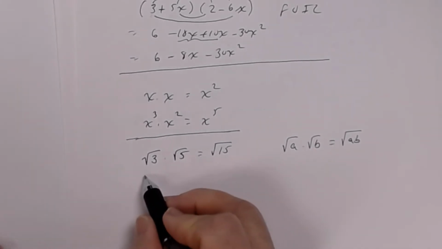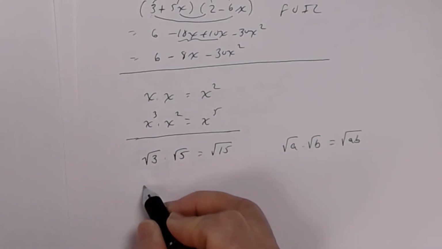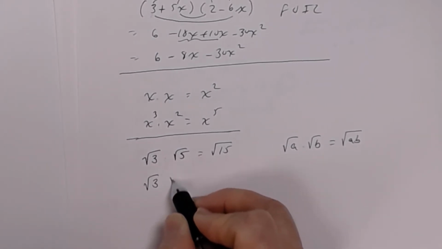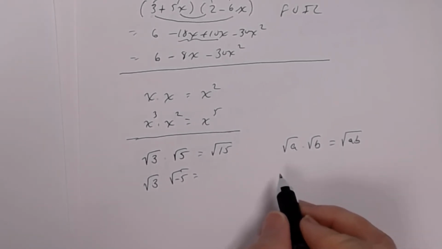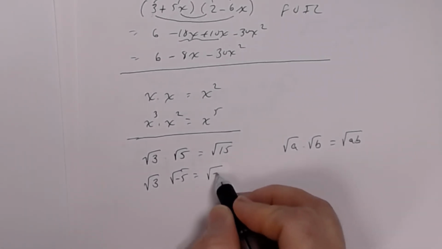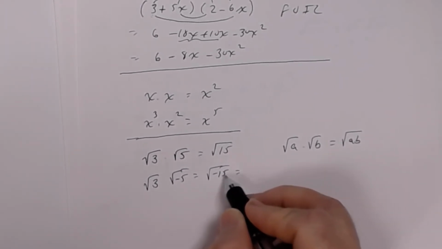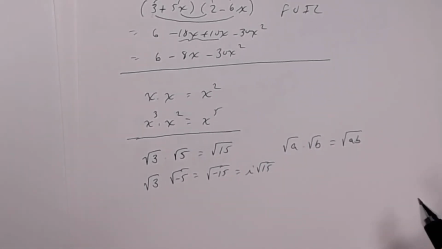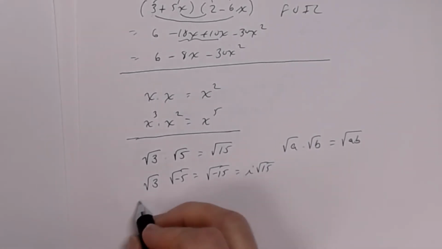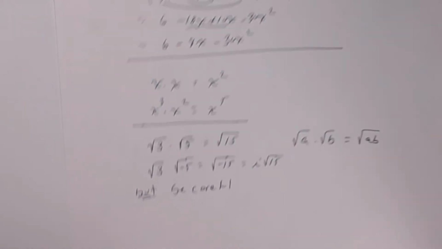Okay, now we also know this, that if I have the square root of 3 times the square root of a negative 5, this property still holds. So this becomes the square root of a negative 15, right? And so remember, the square root of a negative 15 would be i square root of 15. So that property still holds. But here's the thing I want you to be careful with. Okay, be careful with this. So listen carefully.